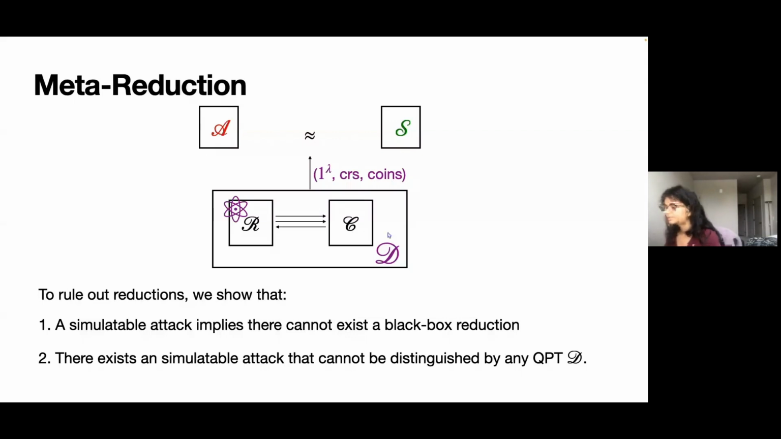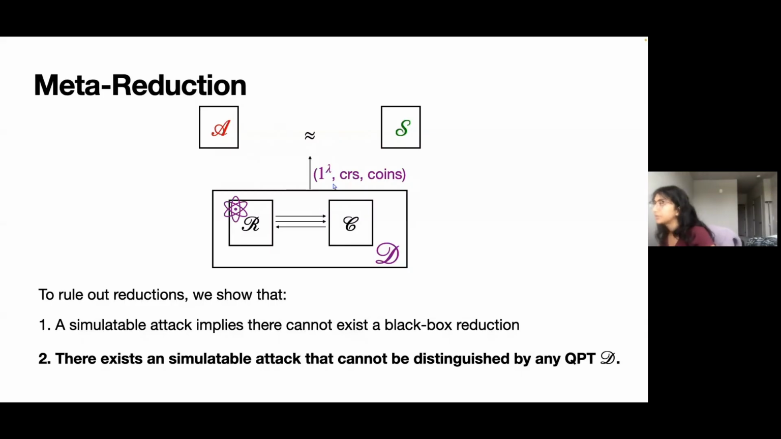So this QPT D is going to query the oracle on some security parameters, some CRS, and some random coins. And what we want to argue is that this distinguisher cannot distinguish between oracle access to the inefficient adversary or the efficient simulator based on the responses on these input queries. So that's the hard part of meta reductions, to show that there exists this simulator S for the inefficient adversary.